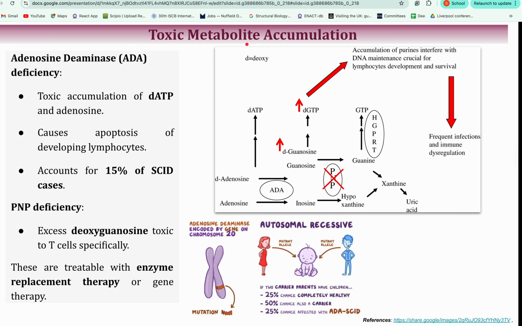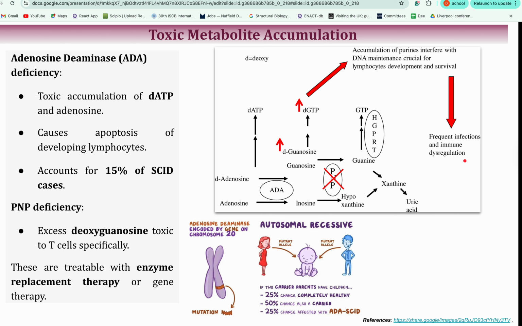So the next reason is toxic metabolite accumulation, such as adenosine deaminase deficiency. So toxic accumulation of dATP and adenosine leads to the apoptosis of developing lymphocytes, and it accounts for 15% of SCID cases. So in the absence of ADA, the dATP and adenosine accumulate in toxic concentrations. So as you can see here, there is an increase in their number. So they interfere with the DNA maintenance which is responsible for lymphocyte development. So if there is an imbalance, lymphocytes will not be properly developed and it will lead to frequent infections and immune dysregulation.